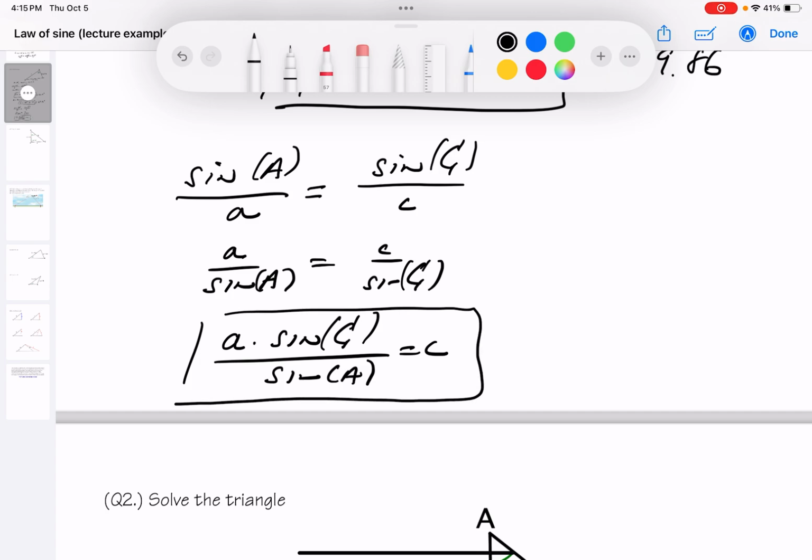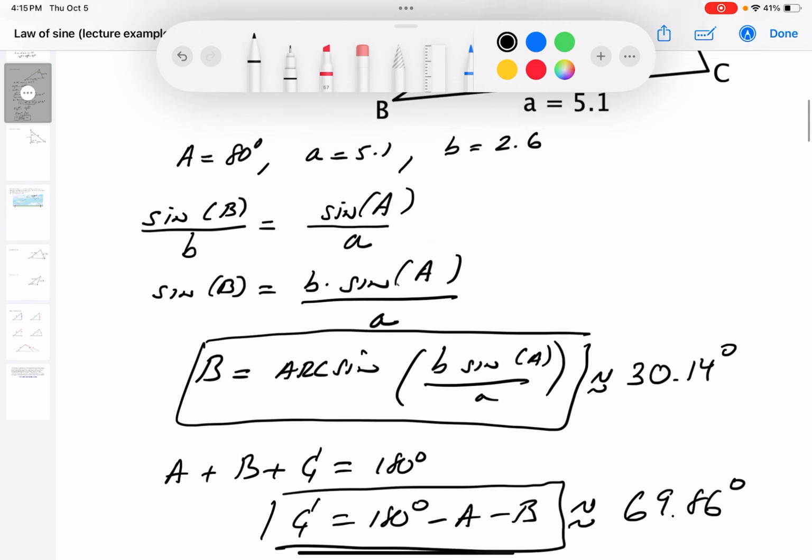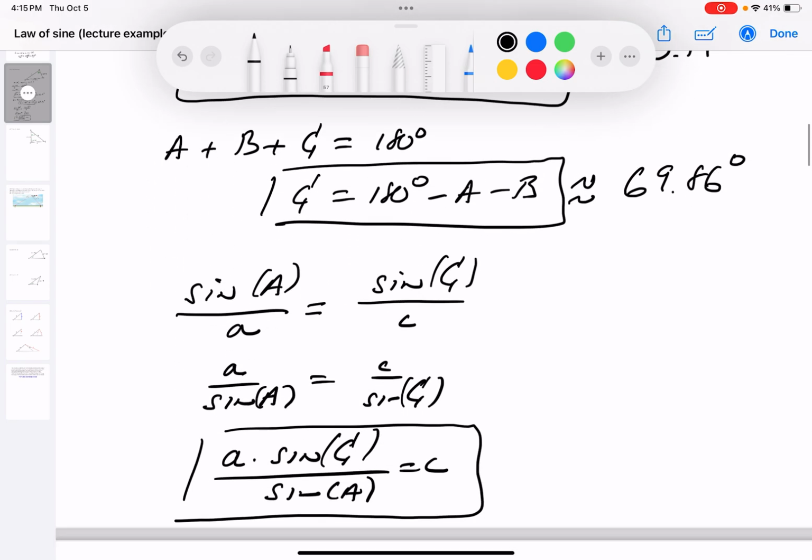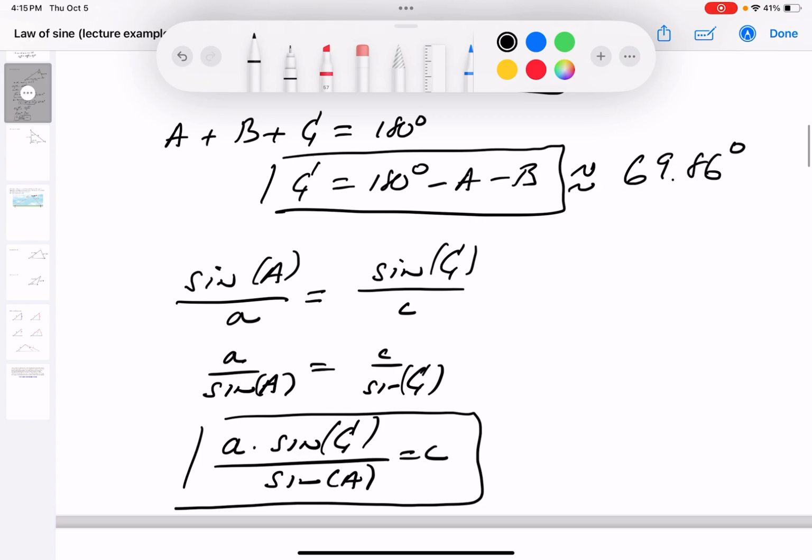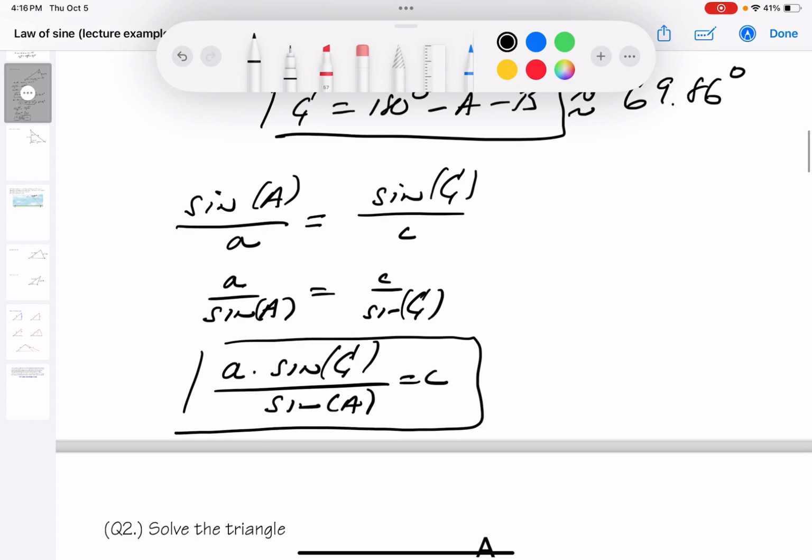All right? So again, A is given. I want to point out A is given over here, 5.1. Sine C, I computed, was 69.86, and then the sine of A was 80 degrees. Right, now if you do this on a calculator, what are you going to get? You're going to get approximately 4.86. All right? So again, I'm not looking for that in the exam, by the way.